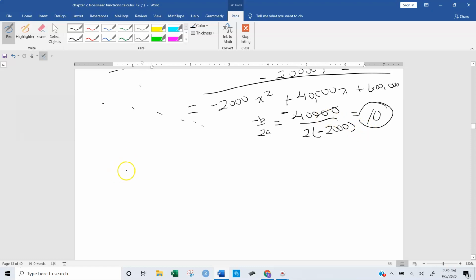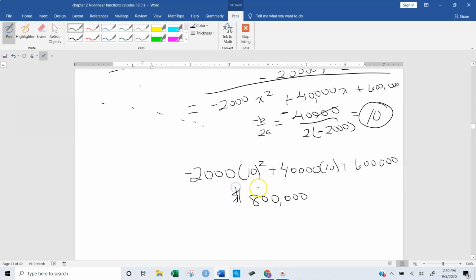So we're going to plug this back into our original. So we're going to take our negative 2,000 times 10 squared plus your 40,000 times 10 plus your 600,000. And when you do that, your answer is 800,000, and that's their max profit. All right, their max profit occurs at 10 reductions.